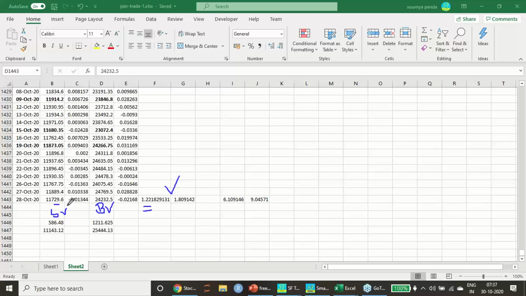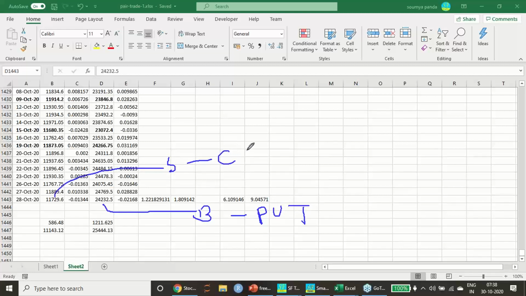Now I have to hedge it, because simple buying and selling is not going to solve my purpose, because in November 2020 I am going to experience extreme volatility. So I have to hedge it with one deep in the money call option and put option. So my next step is to hedge both the trades with a deep in the money call option and put option. I am the buyer in the Bank Nifty, so I have to hedge it with one put option, and I am the seller in the Nifty, so I have to hedge it with one call option.